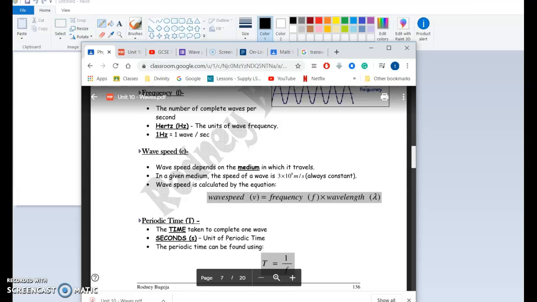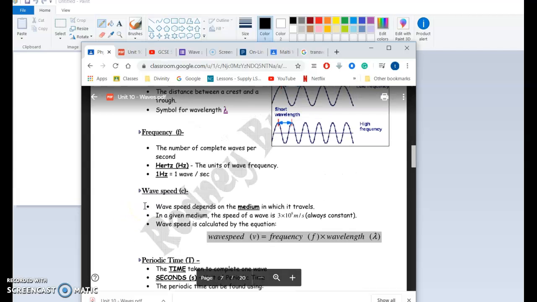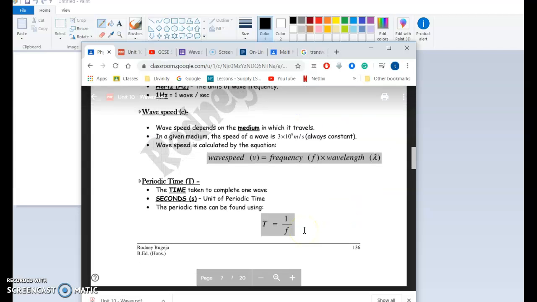Now we have, sorry about that, wave speed. Wave speed depends on the medium in which it travels, so it depends on the material in which the wave is traveling. In a given medium, the speed of a wave is 3 times 10 to the power of 8 meters per second, and it is always constant. Wave speed is calculated by the equation wave speed equals frequency times wavelength. We'll come back to these equations soon.